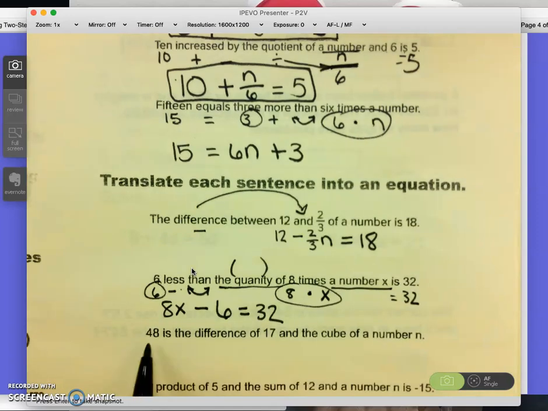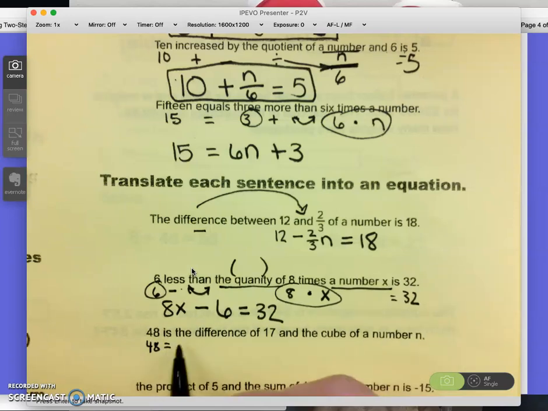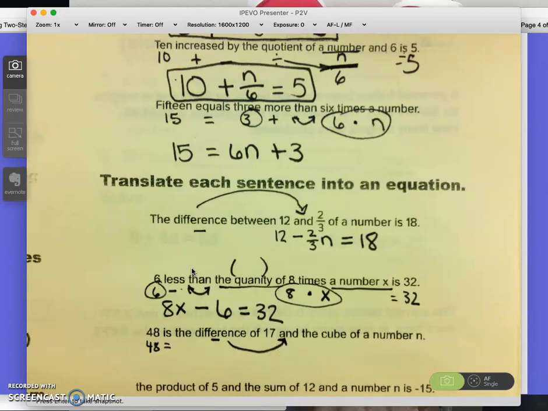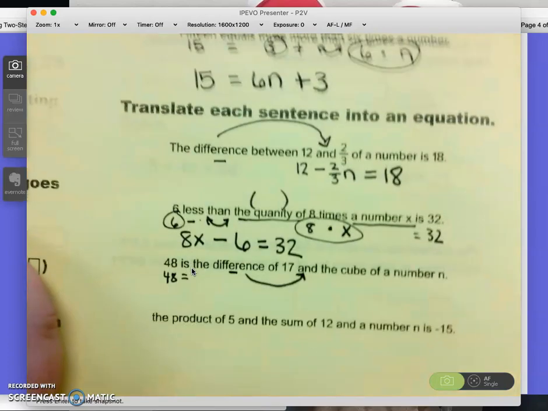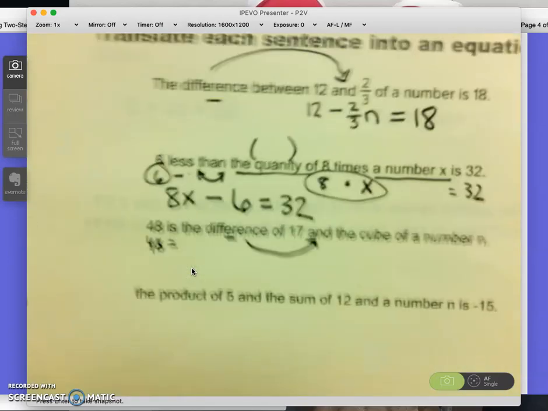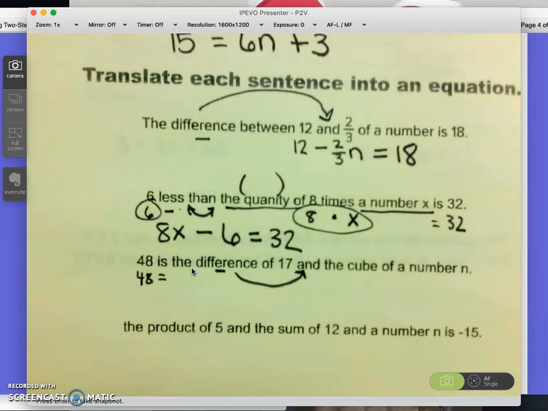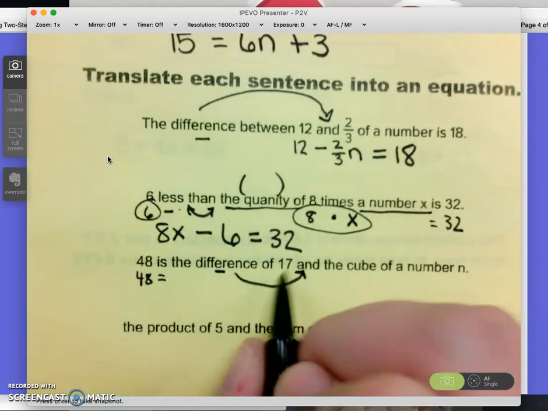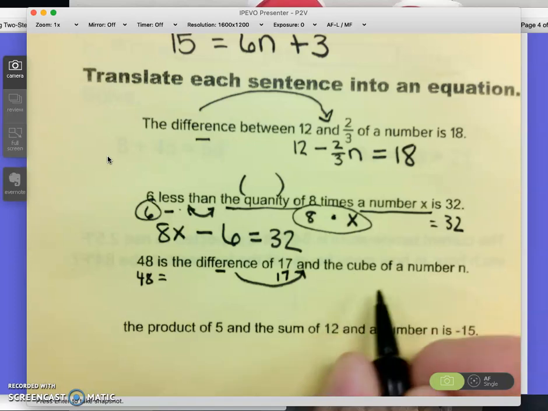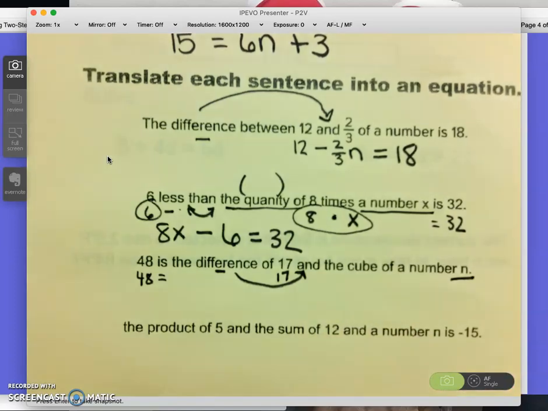All right, 48 is, so that's equal, is the difference of. So difference means subtraction, right? And that operation is going to go wherever I see that and. Try and make it a little bigger. Um, 17, the cube of a number n. Again, they're specifying what letter they want you to use.